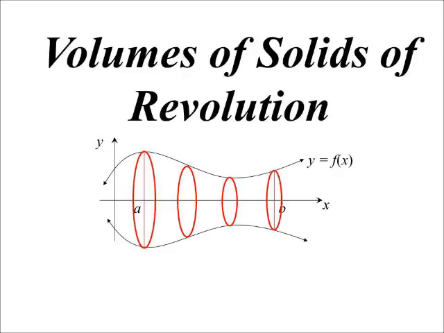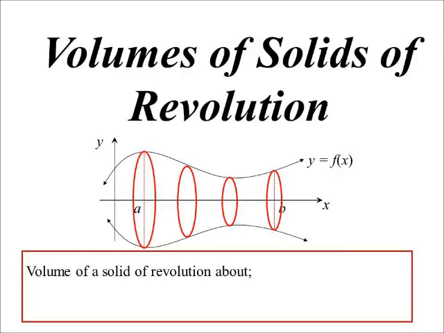So the question is, how do we find this volume? Now, remember with area what we did is we treated it like a series of rectangles and summed them up. So here, if I was to chop this shape up, I wouldn't get rectangles, I get a whole heap of circles. In fact, there'll be circles with width, in other words, a cylinder. So here's our formula. Volume of a solid of revolution about the x-axis is pi y squared dx.